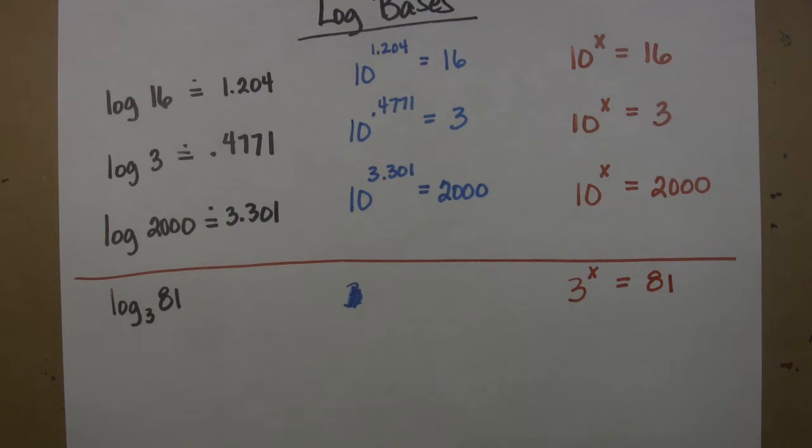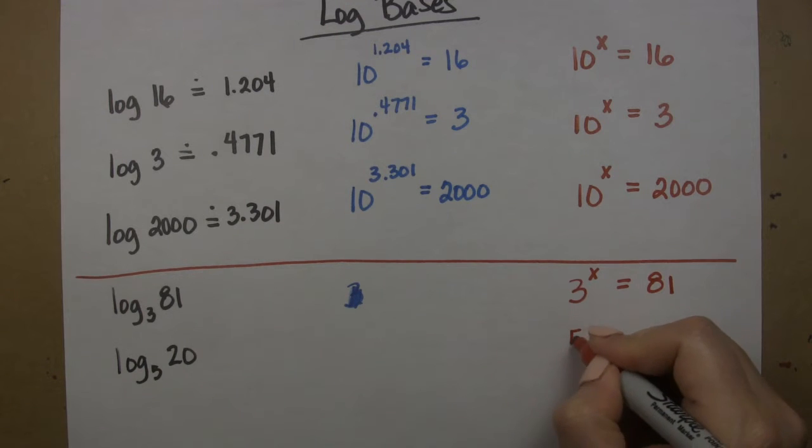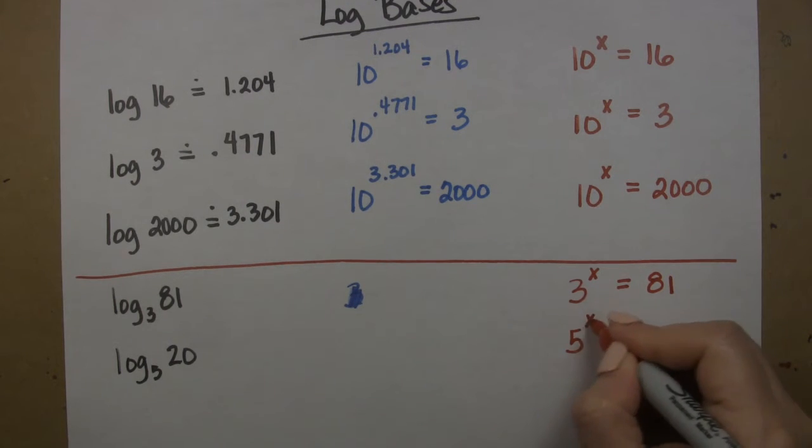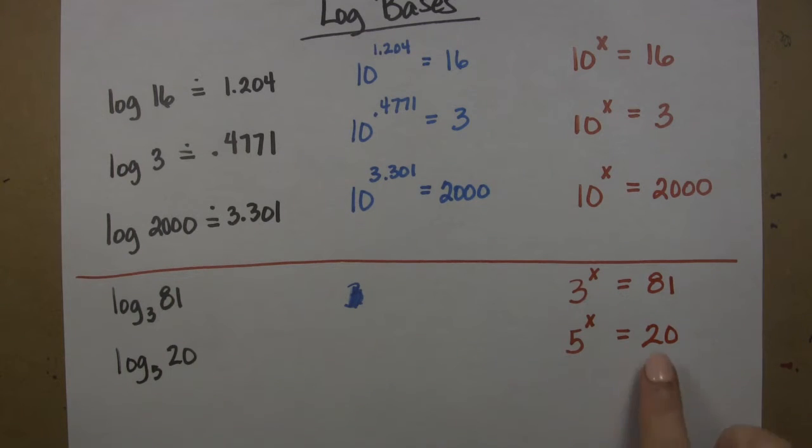Okay. So if I did log base 5 of 20, what would I be saying? I would be saying, well, if I have a base of 5, what do I have to raise it to in order to get to 20? And you know how to solve these problems, right? You would take the log of both sides, you would use the birdie rule, you would divide, and you could get an answer for that right there. Okay?